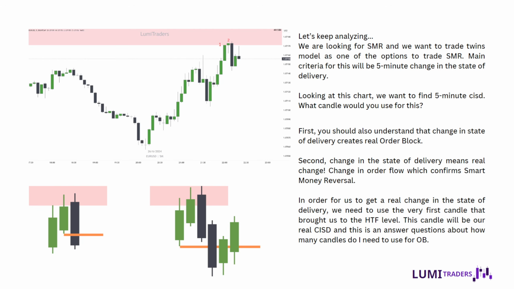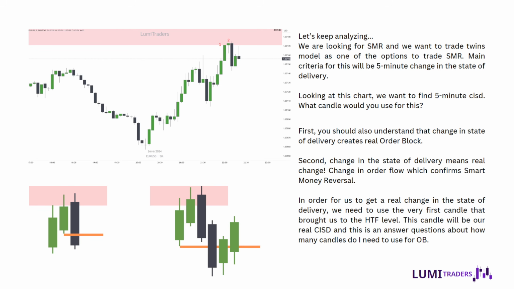So, what do we want to have here? We want to have a 5-minute change in the state of delivery. Looking at this chart, we want to find a 5-minute change in the state of delivery. What candle would you use to find this? See, this up close candle, which one: candle number 1, or candle number 2?